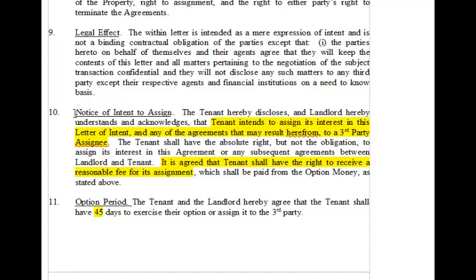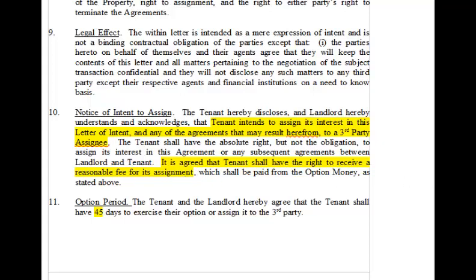Notice of intent to assign. The tenant hereby discloses and the landlord hereby understands and acknowledges that the tenant intends to assign its interest to this letter of intent and any of the agreements that may result herefrom to a third-party assignee. That lets the seller know that we're assigning this agreement for a fee. The tenant shall have the absolute right but not the obligation to assign its interest in this agreement or any subsequent agreements between the landlord and tenant. It is agreed that the tenant shall have the right to receive a reasonable fee for its assignment, which shall be paid from the option money as stated above.